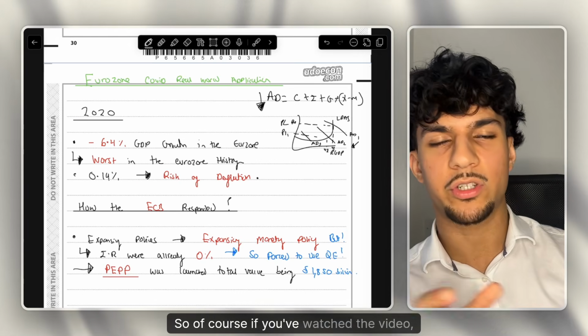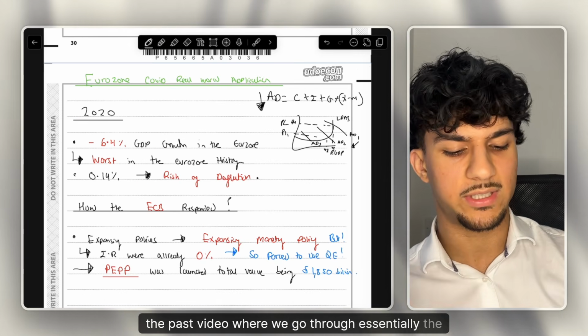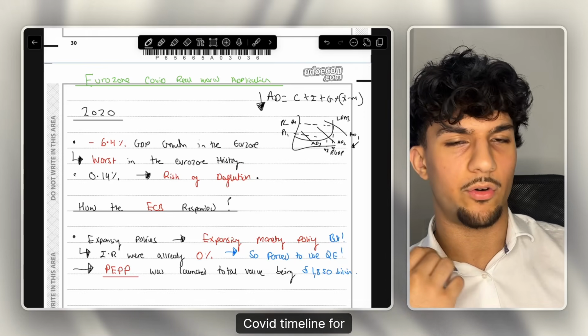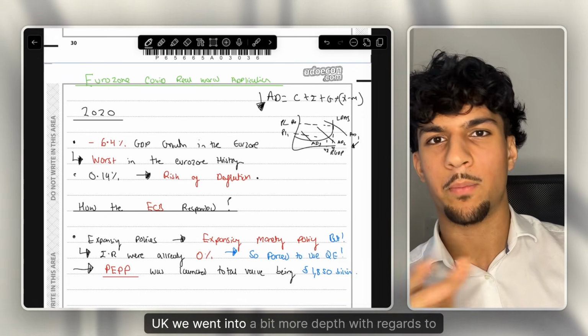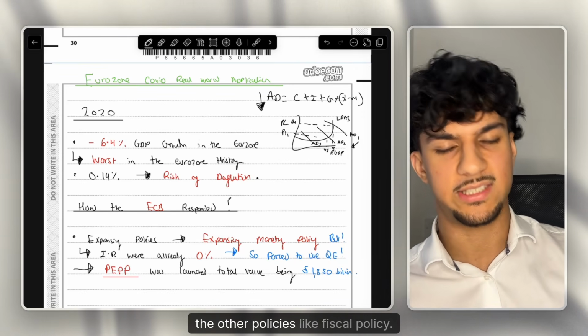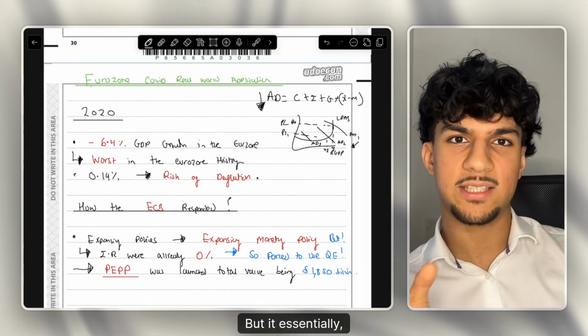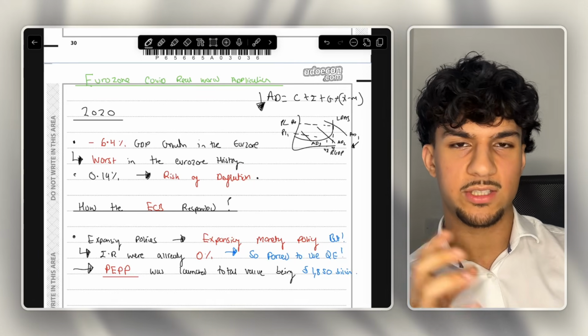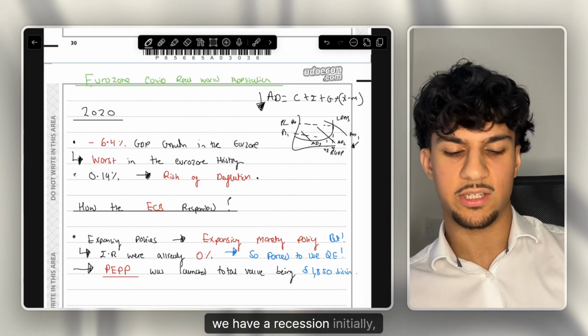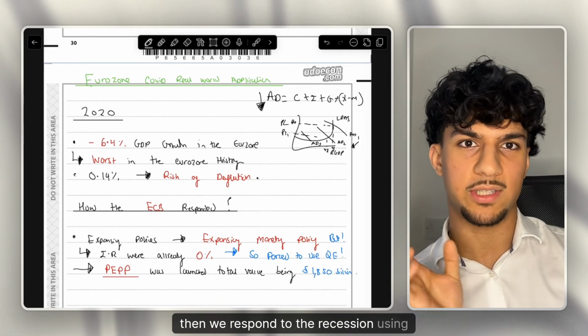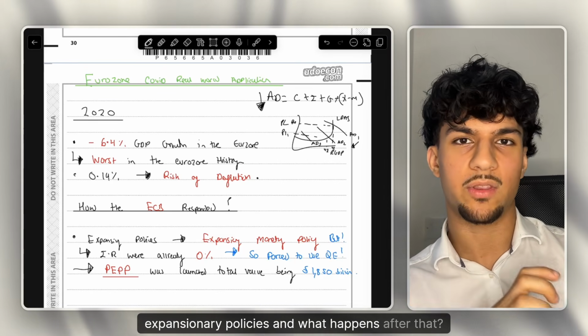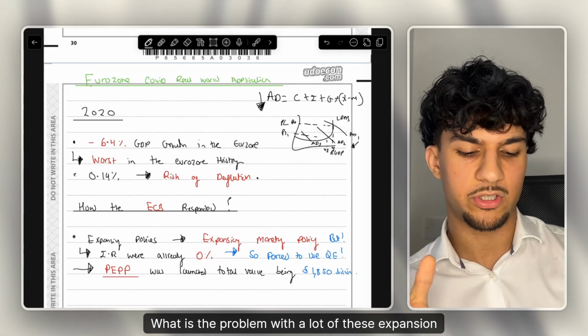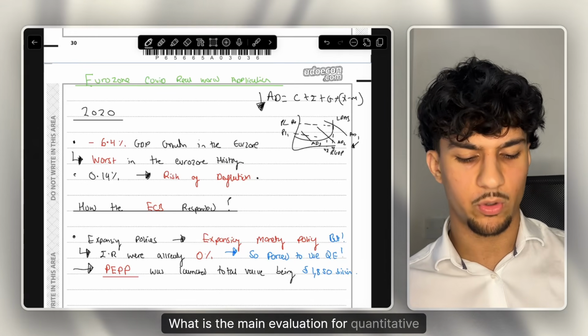So of course, if you've watched the past paper video where we go through essentially the same thing, the COVID timeline for the UK, we went into a bit more depth with regards to the other policies like fiscal policy. But if you're thinking about the demand side of things, it's a very similar route. So we have a recession initially, then we respond to the recession using expansionary policies. And what happens after that? What is the problem with a lot of these expansionary policies? What is the main evaluation for quantitative easing?